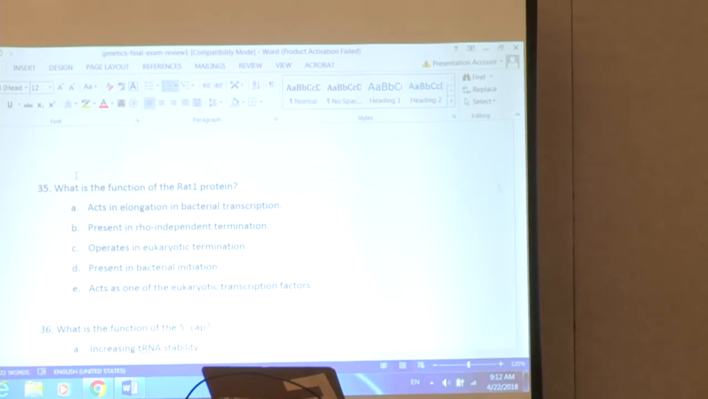So the function of the RAT1 protein. C? Yeah, nice job, guys. So it does operate in eukaryotic termination. So I think it's important when you're going through and reviewing, especially for the exam 4 block, there's a lot of similarities and differences between eukaryotic and prokaryotic methods, such as termination and whatnot. So it's kind of helpful to know what they have in common and what they differ by.